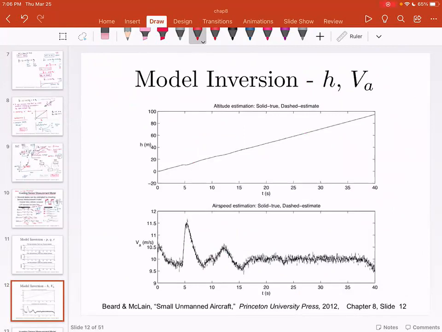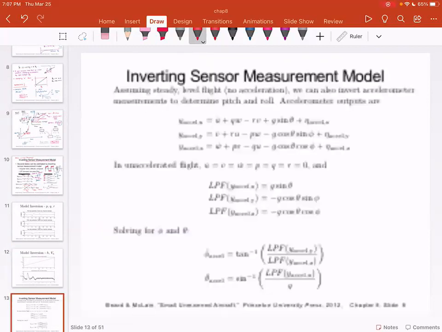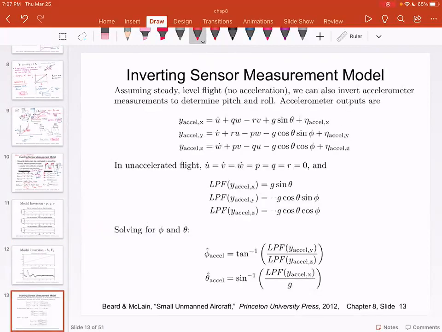So you can do the exact same thing for the altitude and the airspeed, and you may be able to get good estimates when your aircraft is moving very slowly. But this approach is not expected to work when the system is moving fast or when the dynamics is large. So let's go back and see what we are talking about.